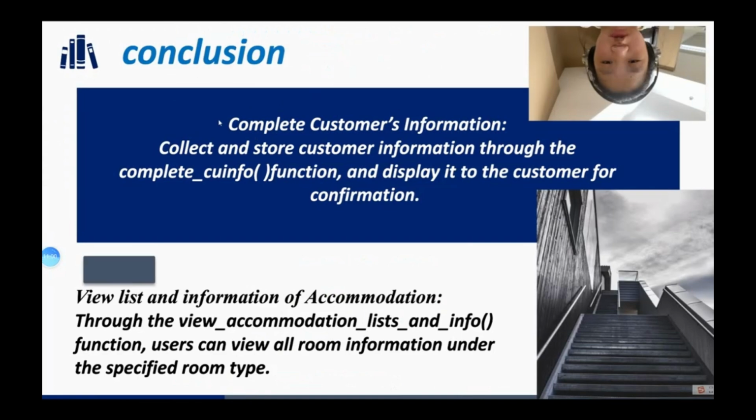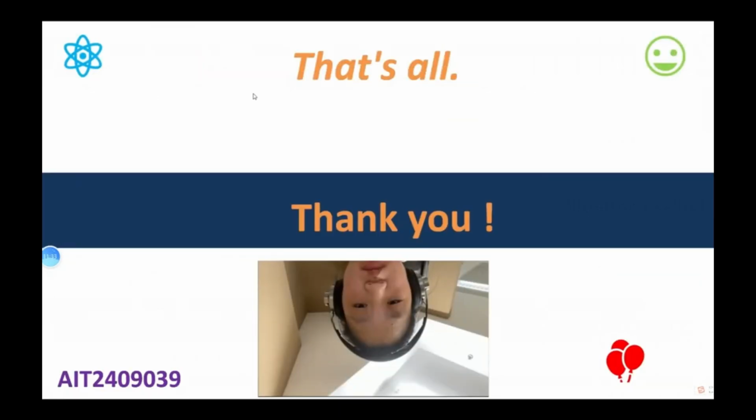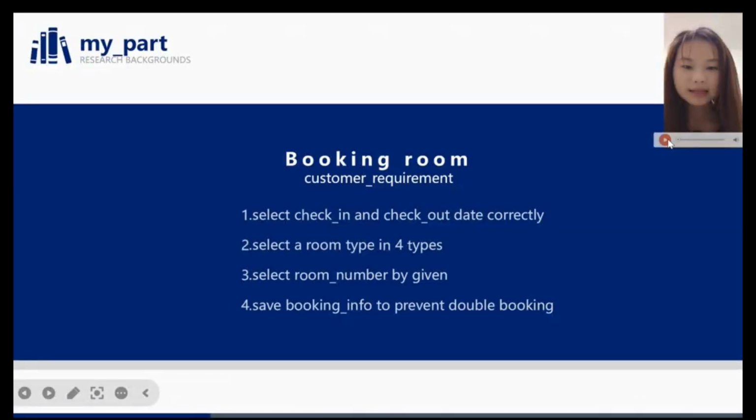Conclusion: in this demonstration, I introduced two parts of the hotel management system: customer information filling, collecting and storing customer information through the complete_customer_info function, and confirming it. Accommodation information viewing. Display the row type and row details selected by the user through the view_accommodation_list_and_info function. That's all. Thank you for your patience in listening.